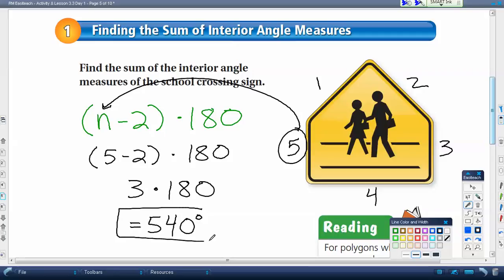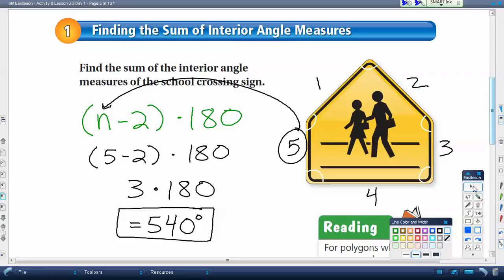What that means is the sum of all of the interior angles, interior, remember, means inside, all of the interior angles of this pentagon, the sum of all of these angles adds up to 540 degrees. So I might not know exactly what those angles are, but they have a sum of 540 degrees. And I calculated that using this formula that we discovered in our activity in the practice journal.